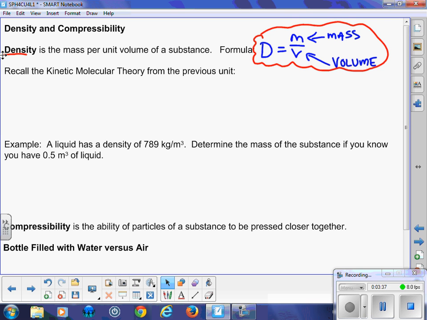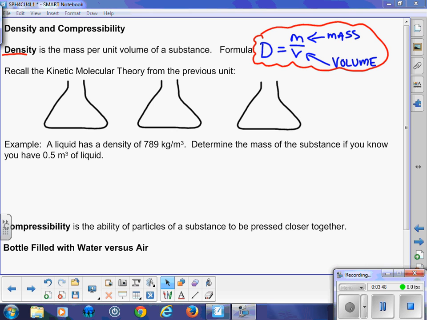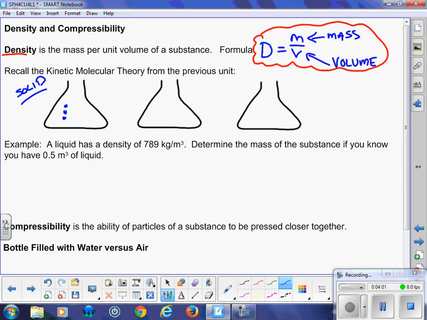Recall kinetic molecular theory. Just quickly here, I'm going to draw three flasks, and in those three flasks I'll reiterate your three states. For a solid, if we dropped a solid in the flask, this goes back to Unit 3, where we talked about the kinetic molecular theory, a solid would just plunk in the bottom. It would be like putting a sugar cube inside the flask. It would maintain its original shape.